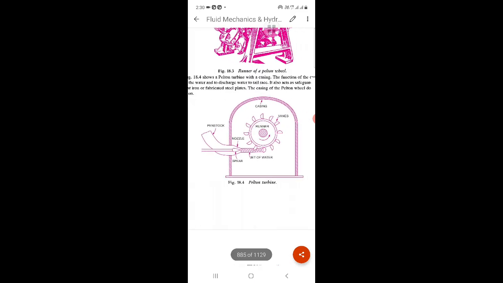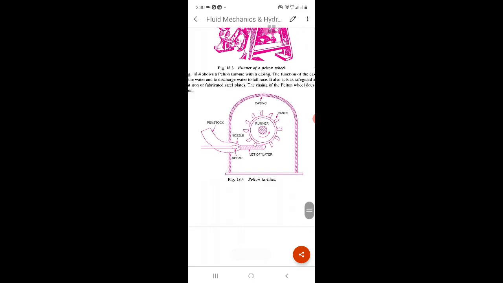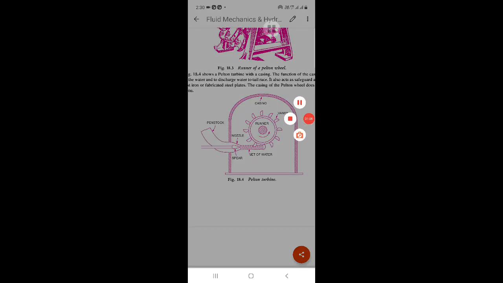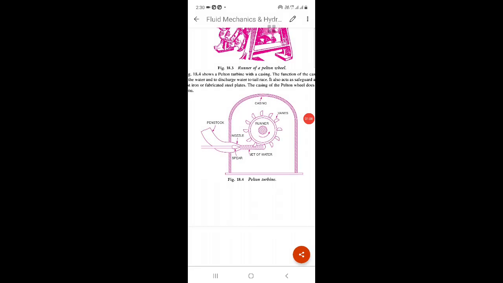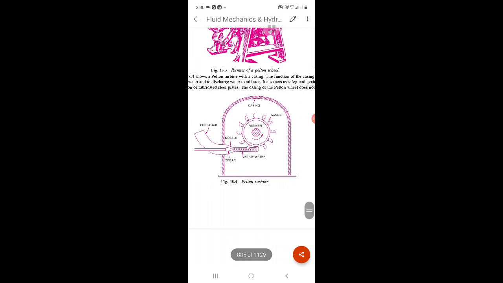So the main parts of the turbine diagram are the penstock with spear rod, runner, casing, vanes and jet of water. So firstly draw the figure.